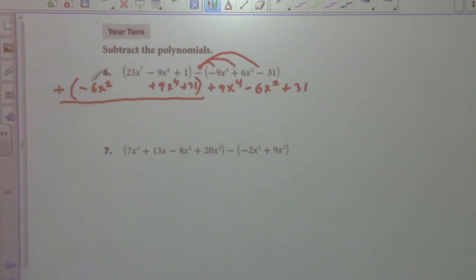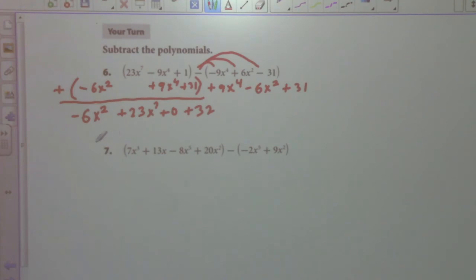If we just add column by column, we have first negative 6x squared, and then we take this column here, so it would be plus 23x to the 7th power. And then this next column, we have negative 9x to the 4th power plus 9x to the 4th power, so that would be plus 0. And finally, 1 plus 31, 32.